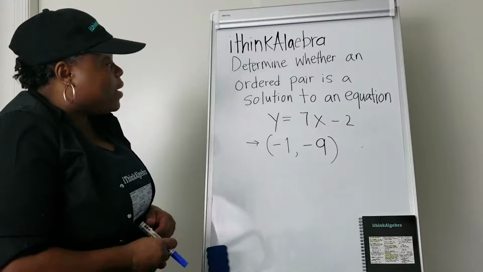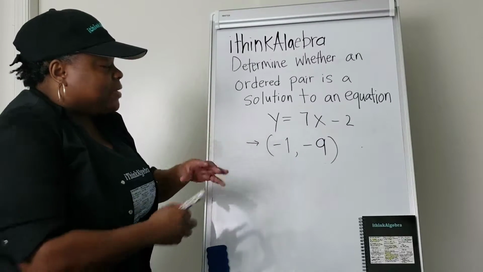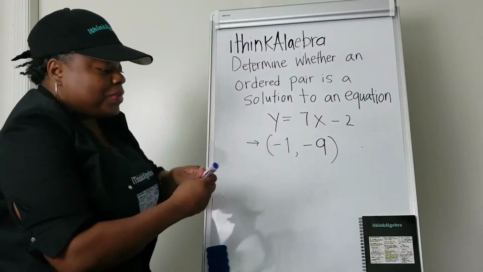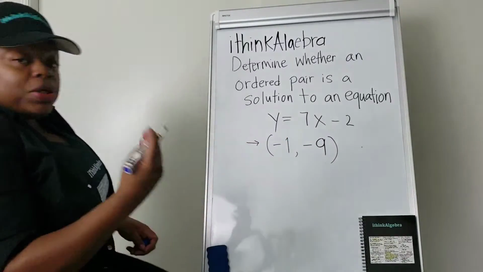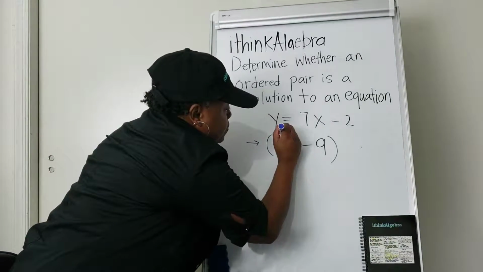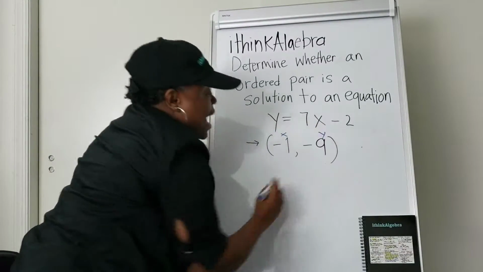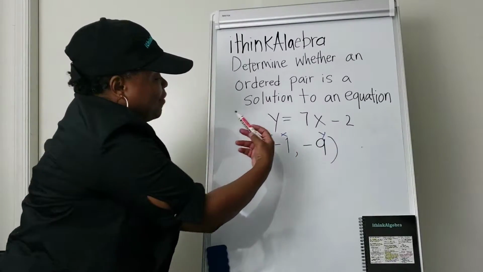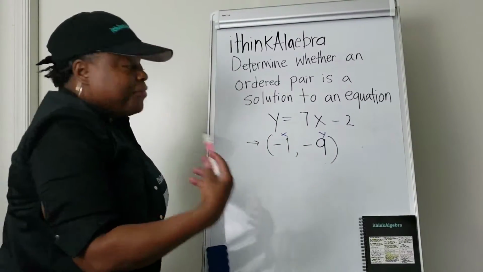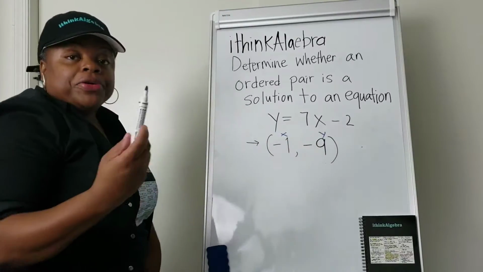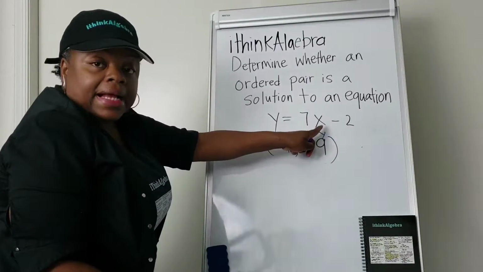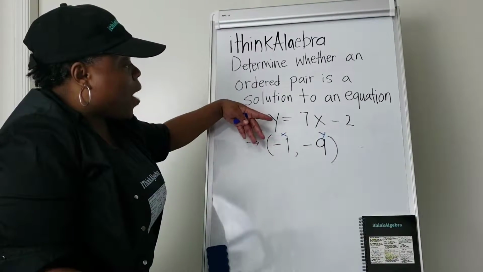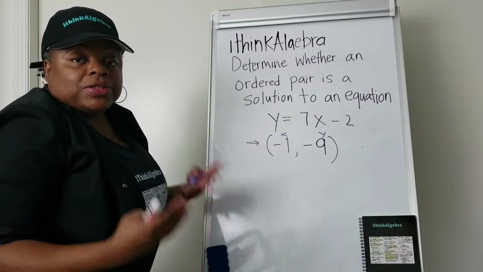Let me get a different color marker here. So what I'm going to do is take away the y and write -9, because with an ordered pair we have x and we have a y, and just going in order based on our equation, we have y first, so I'm going to replace that first, and then I'm going to do the x. But you can start with x, replace the x with the -1, and then replace your y with -9. It depends on how you feel.